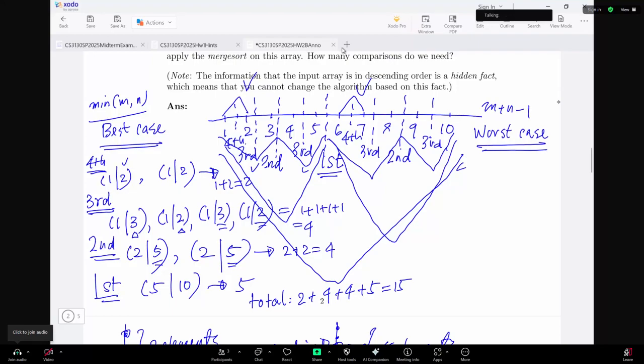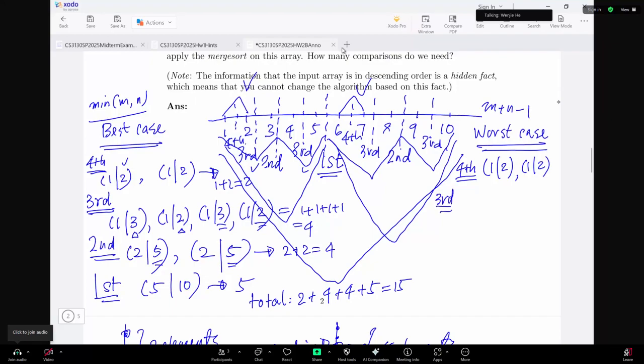Fourth round: 1, 1, so 1 plus 1 is 2, 2 minus 1, so you also have 1. The first number is 1, the total number of elements is 2. So 1, 2. The same as the best case, but later numbers will be different.